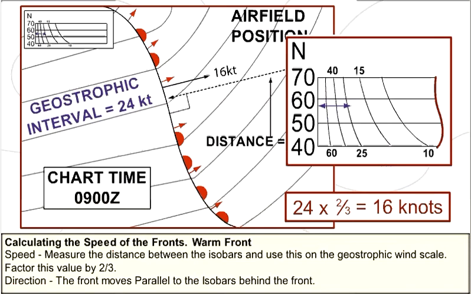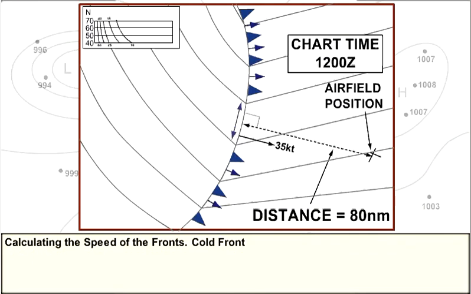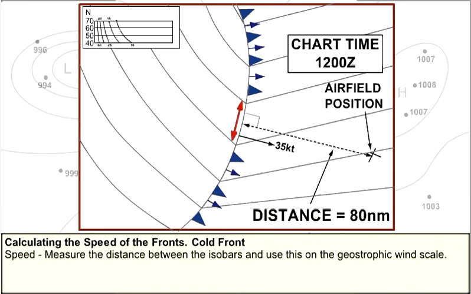The speed of movement of a cold front can be estimated in a similar manner to the warm front technique. Again, measure the isobaric spacing on the front like this, and use the geostrophic wind scale. This gives an approximate answer for the speed of the front. The direction of the cold front will be parallel to the isobars behind the front.